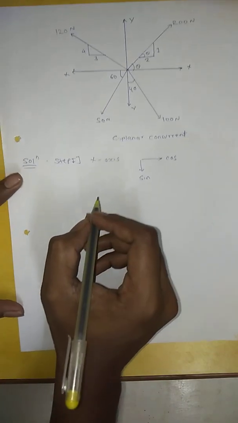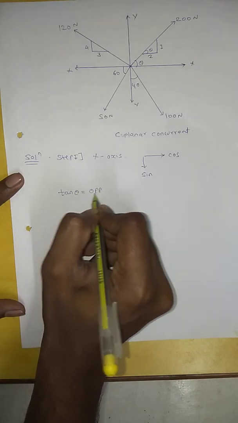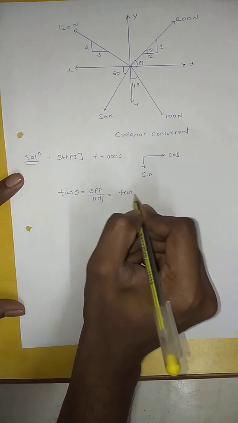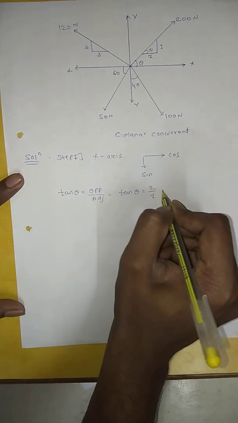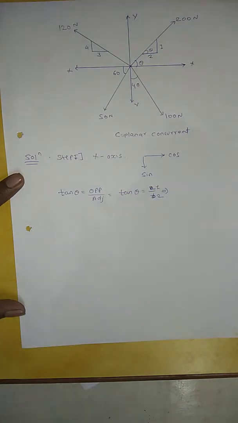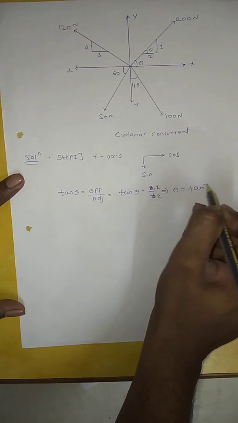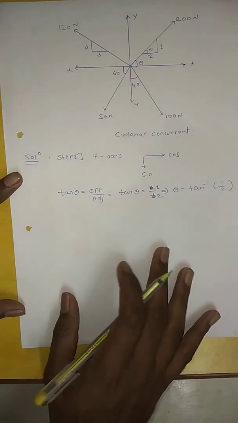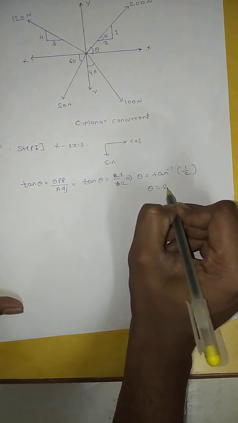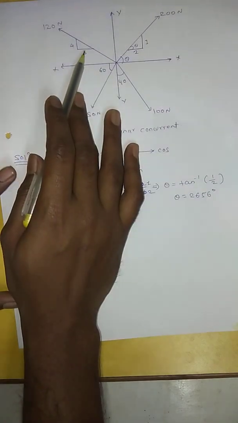So we can use the tan here. Tan theta is equal to opposite upon adjacent. Hence, tan theta is equal to 2/1. Sorry, 1/2 it is. So theta is equal to tan inverse of 1/2. So the theta will come out to be 26.56 degrees.